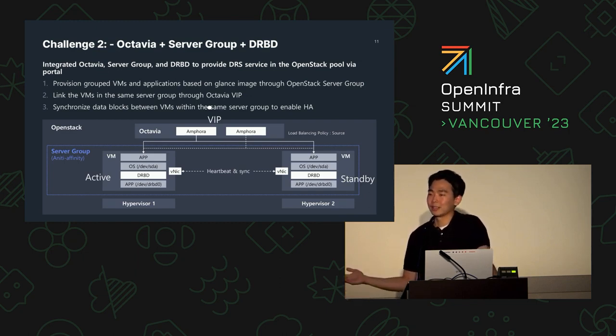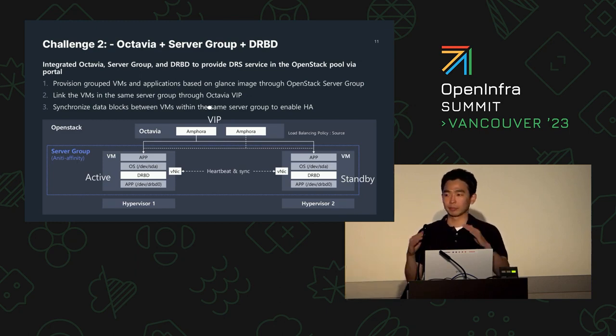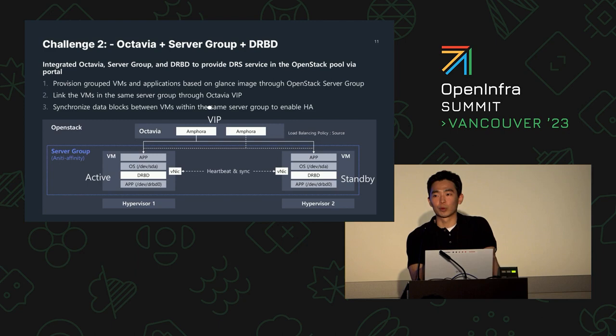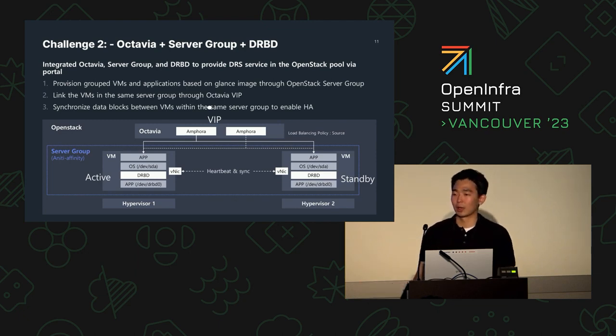To do so, we linked these two virtual machines through Octavia and the VIP. Load balancing is a pretty common and basic feature, so I'll just skip over that. And then lastly, we synchronized the data blocks between the two hypervisors and virtual machines within the same server group so that they're able to provide high availability. So even if one virtual machine fails for whatever reason, you already have synchronized data within the other virtual machine in the same server group that's clustered by the OpenStack server group. By providing these services, we're able to mimic the same benefits that VMware DRS provides: efficient workload distribution, high availability and failover, and customizable policies about affinity groups.